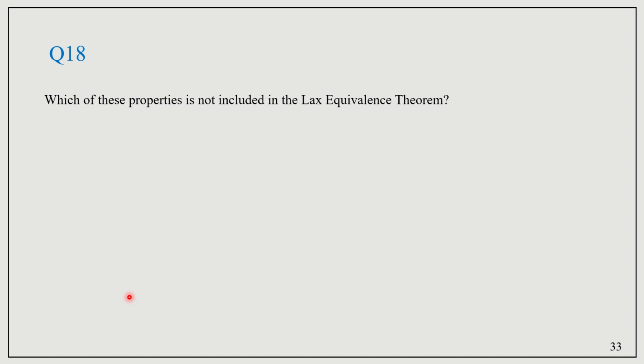So now moving to question 18, what we have is: which of these properties is not included in the Lax equivalence theorem? Option A, stability. Option B, boundedness. Option C, consistency. Option D, convergence. So we know the answer as boundedness actually.